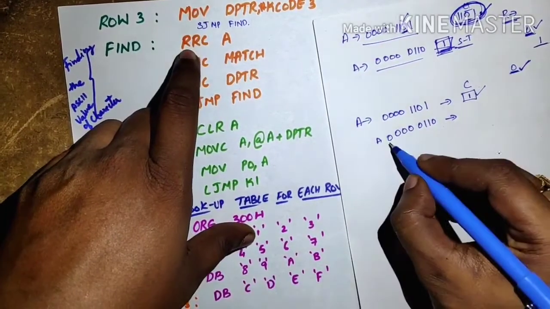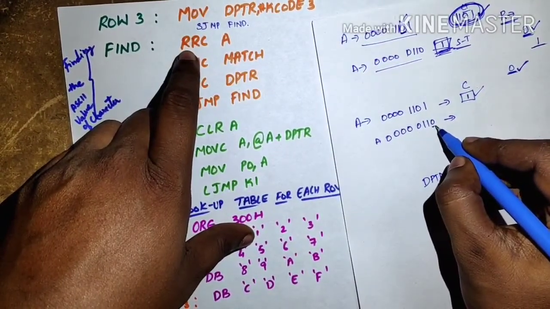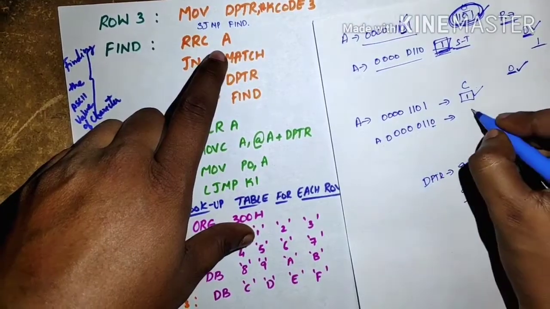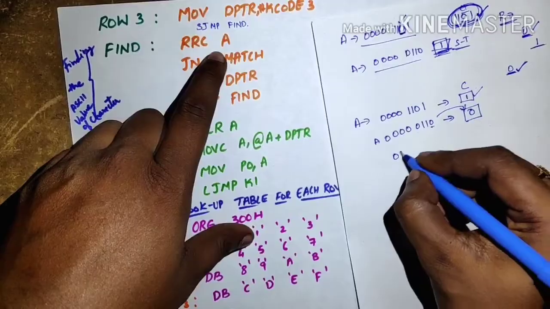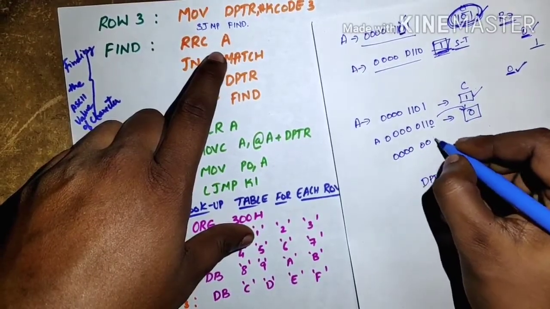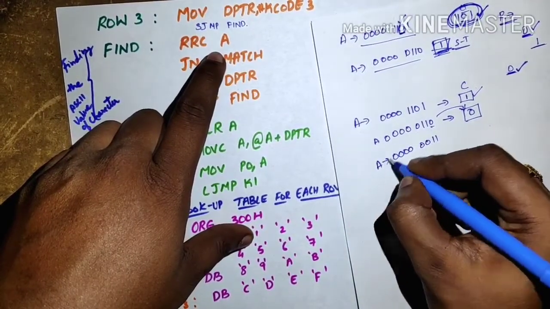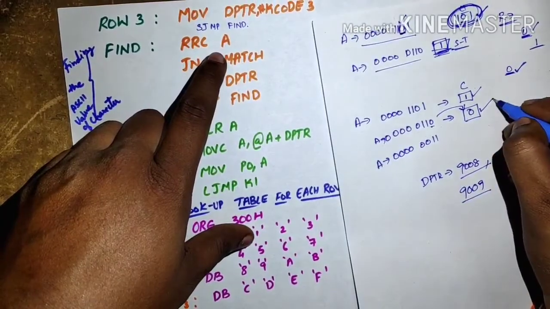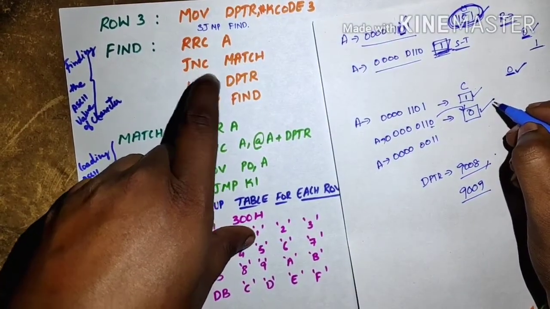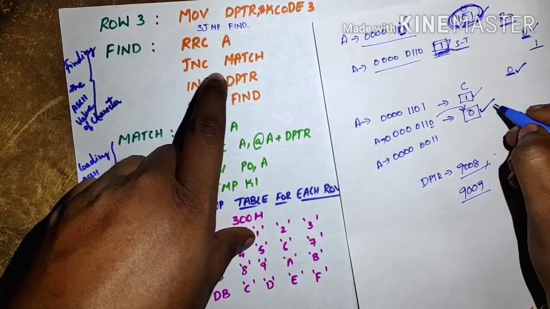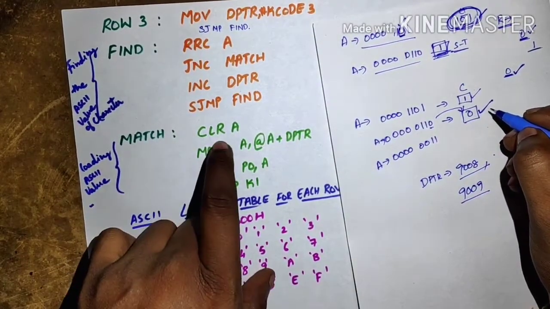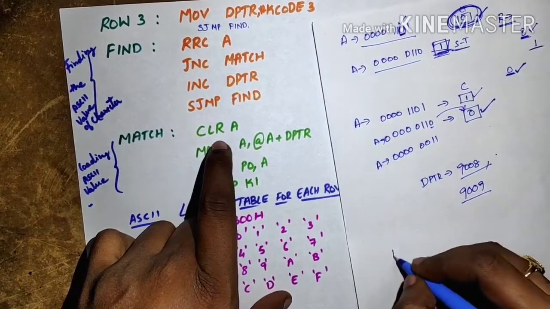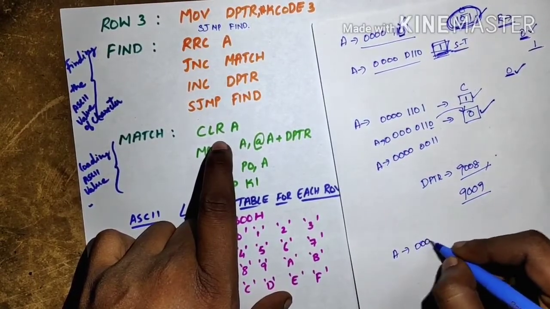Now again we are moving the accumulator right through carry. The 0 will be moved to carry, and 00000011 will be the value of our accumulator. Whenever we are getting 0, that means jump if no carry. So 0 means no carry. Now we will go to match. Here we are clearing the accumulator, so the accumulator value will be all zeros.